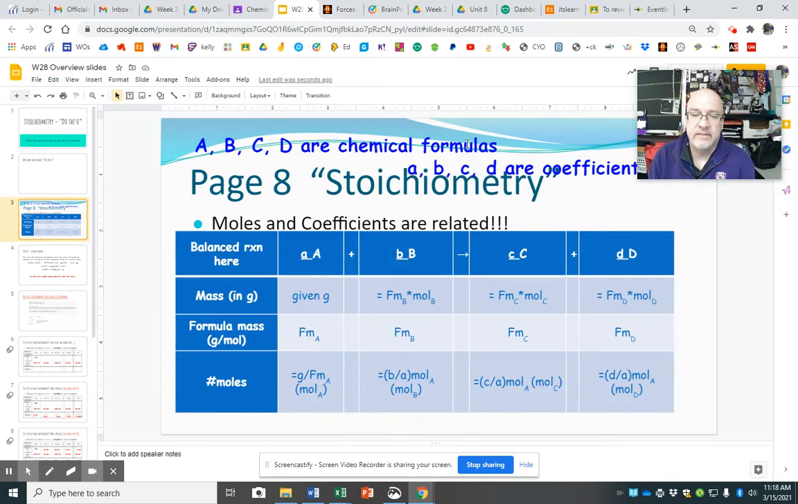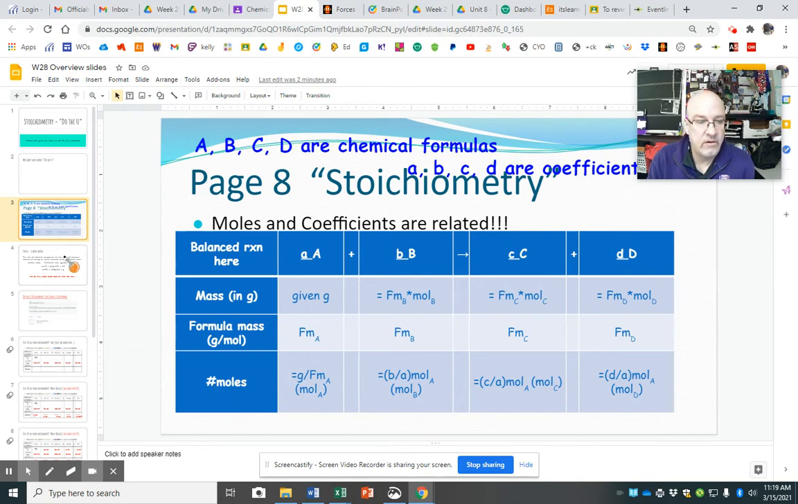So over here it says the A, B, C, and D are chemical formulas, and the little a, little b, little c, and little d are the coefficients. So that's what those are there. You'll be given something in the problem. It'll probably be grams, and in this assignment it is grams. So you'll either be given grams or moles. This one, you'll be given grams. So when you're given grams, you're going to take your mass divided by your formula mass and come down.